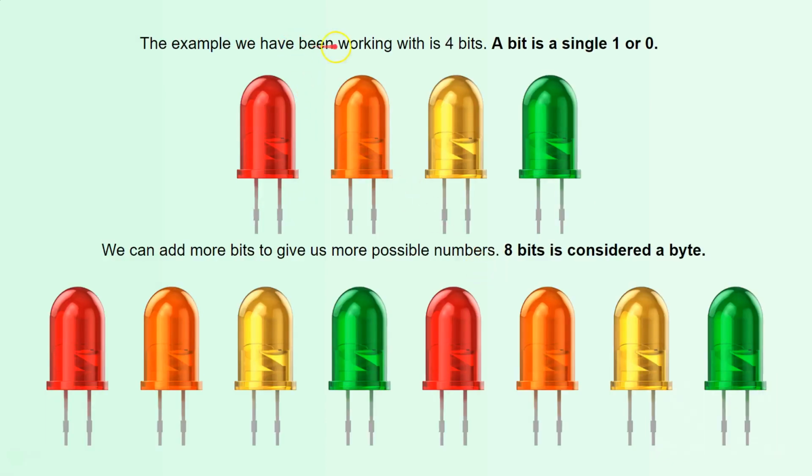Okay, so the example we've been working with is only 4 bits long. So a bit is a single 0 or 1. So we had 4 capable zeros or 1s. And we're going to go ahead and add some more bits to give us some more possible numbers. This is just a random fact, by the way. 8 bits, 8 of these, equal a byte. Right? 8 bits equal a byte.